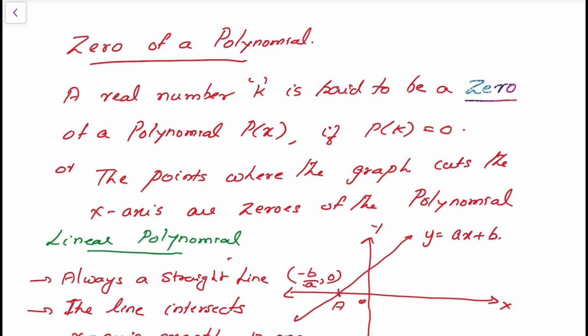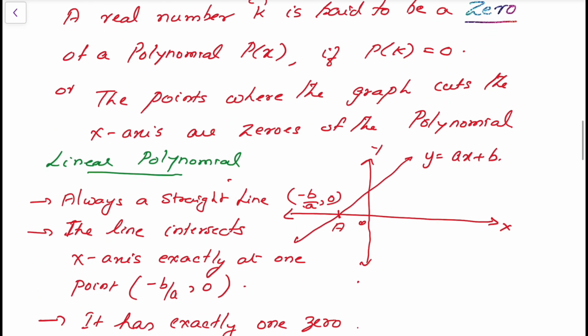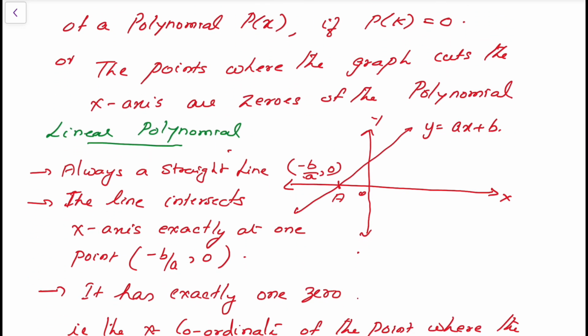Or in other words, it is the point where the graph cuts the x-axis. They are called the zeros of the polynomial. Any graph which cuts the x-axis, the x-coordinate of those points will be the zero of the polynomial. So this is a graph of a linear polynomial of the general format y equals ax plus b. So it is always a straight line. A linear polynomial is always a straight line and it will intersect the x-axis at exactly one point.